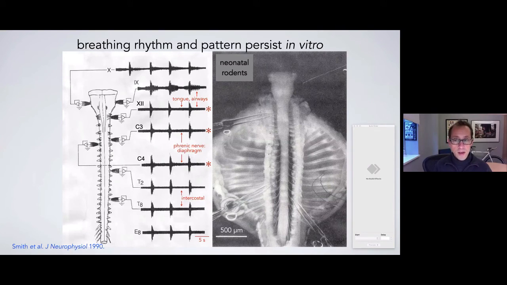The central neuraxis of a newborn rodent, a rat or a mouse, can be removed and maintained in vitro, and the neuraxis will retain a fundamental rhythm and motor pattern that pertain to breathing. So in the figure on this slide, I'm showing the activity of cranial and spinal motor neurons, which are largely synchronous during the inspiratory phase. So in vitro, one can retain the fundamental rhythm and motor pattern that underlies breathing.